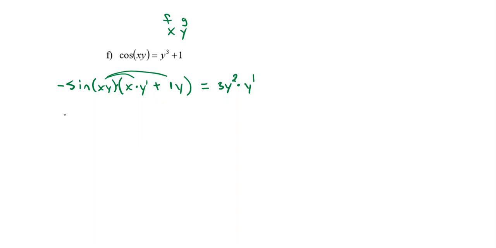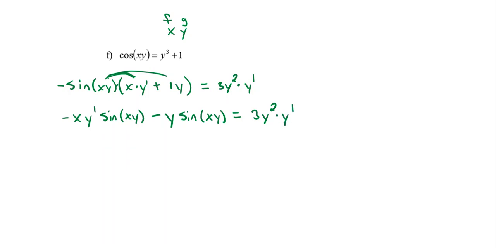So that would be negative x y prime sine xy. Okay, so that's just that first arrow going in, doing that part. And then minus y sine xy, and then that's equal to 3y squared times y prime.